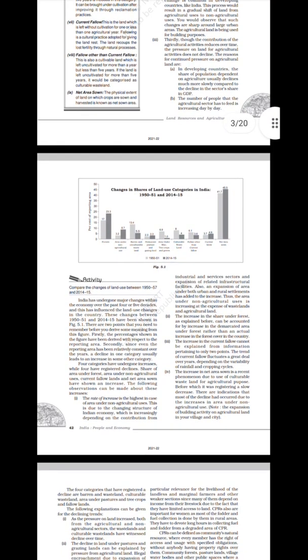The increase in net area sown is a recent phenomenon due to use of cultivable wasteland for agriculture purpose, before which it was registering a slow decrease. There are indications that most of the decline had occurred due to the increases in area under non-agriculture use. Note the expansion of building activity on agriculture land in your village and city.